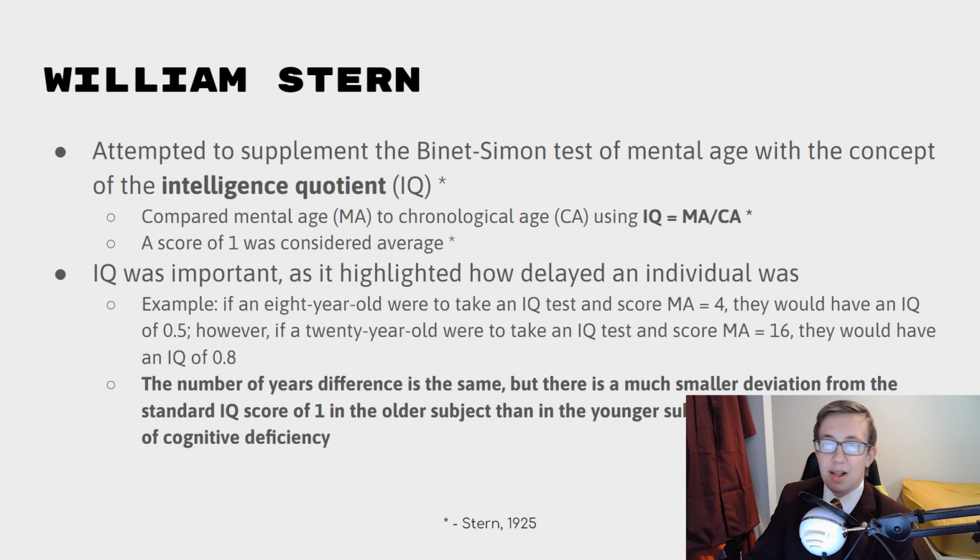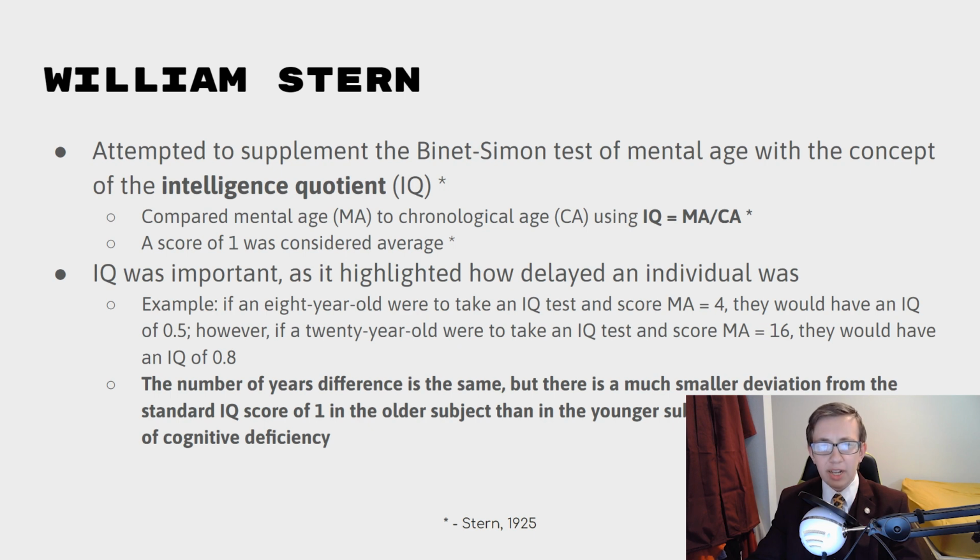The next theorist, William Stern, is the father of IQ, and he wanted to supplement the Binet-Simon test and their mental age concept with IQ. So all he did was take a simple ratio of mental age to chronological age, and whenever IQ was first developed, a score of 1 was the average.